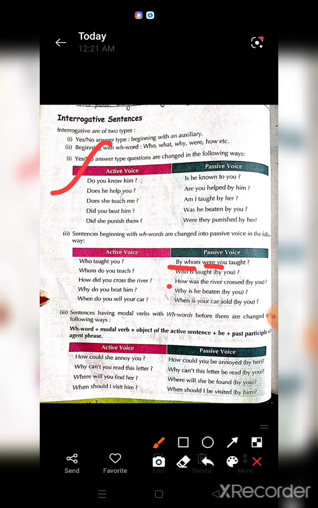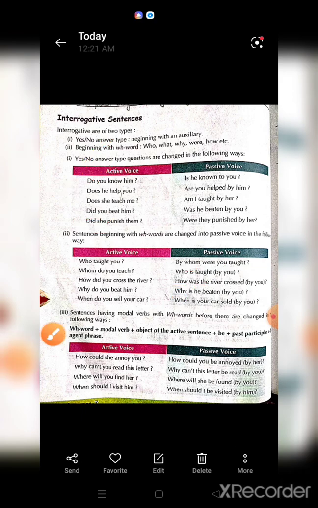Okay, how did you cross the river? We will first write how, and then same as this, then we will write was the river crossed by you? Why do you beat him? Earlier we read did you beat him? So this time, why do you? We will write why, and then the part is the same. Why is he beaten by you? Understood? When do you sell your car? When is your car sold? Okay, this is how we will do in WH questions.